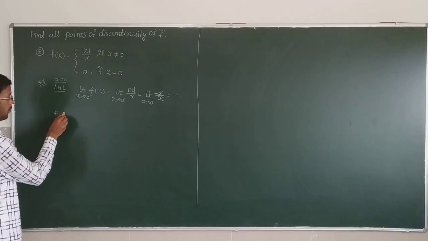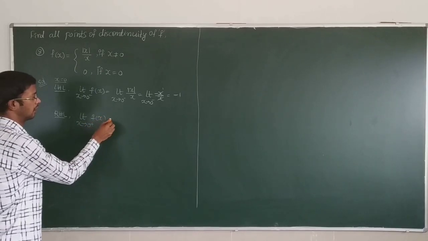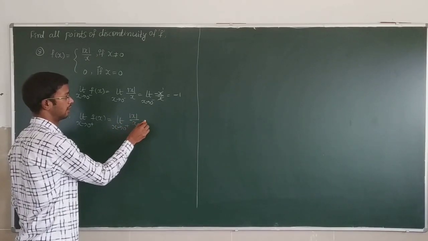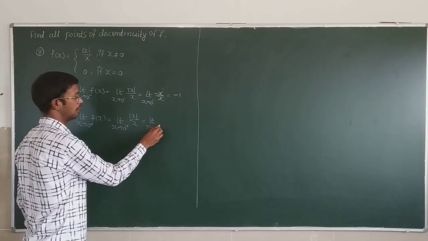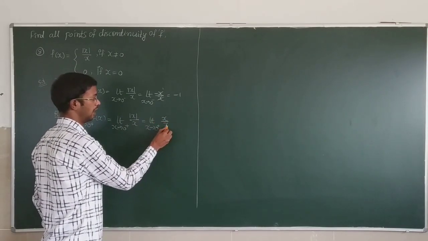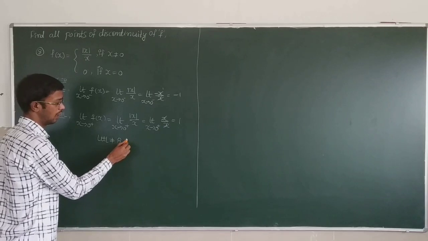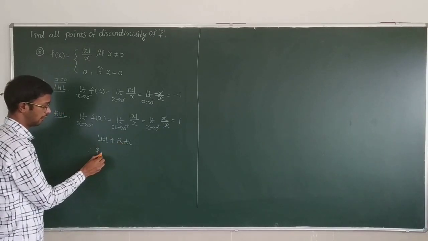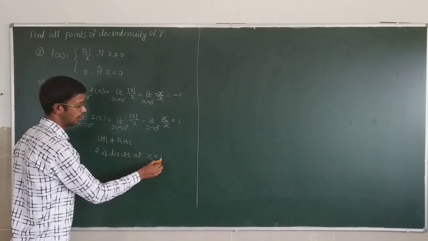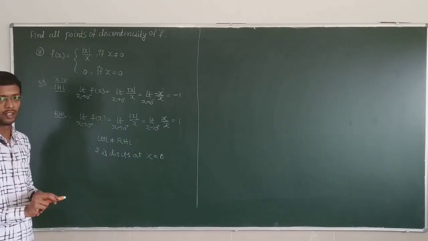Next, RHL. Limit x tends to 0 plus f of x is equal to limit x tends to 0 plus mod x by x, which is equal to limit x tends to 0 plus of a positive number. So mod x value is x, and x by x is 1. LHL is not equal to RHL. Therefore, f is discontinuous at x is equal to 0. Next, the point of discontinuity is x is equal to 0.